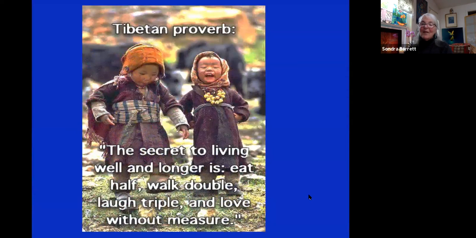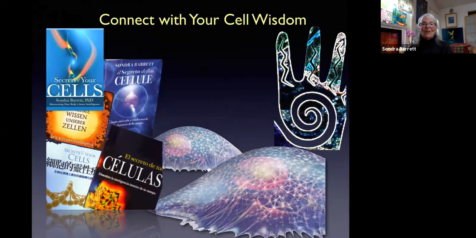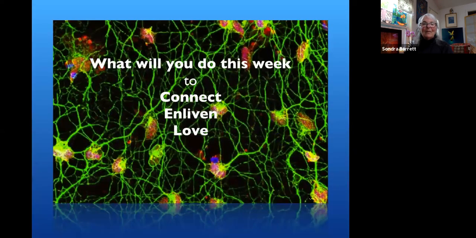And another ancient wisdom proverb: the secret to living well and longer is eat half, walk double, laugh triple, and love without measure. And love your cells, love your friends, love your family, love life. It's what we've got going for us right now. And so I'm going to invite you to connect with your wisdom. What will you do this week? Connect to it, connect, enliven, and love.